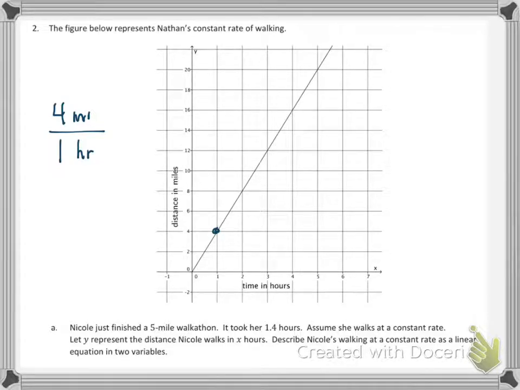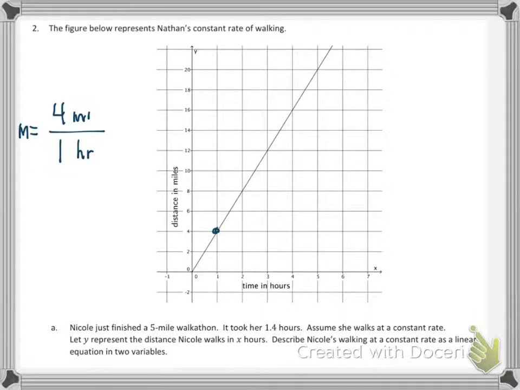And then part A, Nicole just finished a 5-mile walkathon. It took her 1.4 hours. Assume she walks at a constant rate. And let's find out what Nicole's constant rate is. Well, we're going to compare that to Nathan's, and that's the slope, right? So the slope would be the coefficient of x. So let's see what happens here with Nicole.